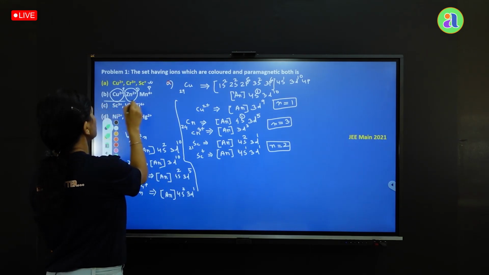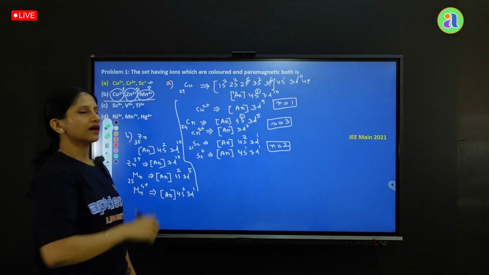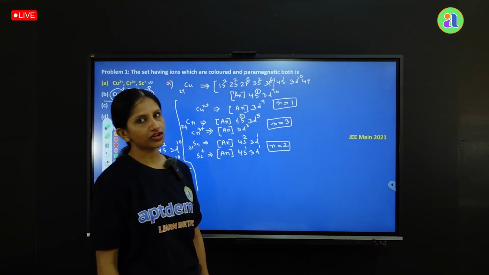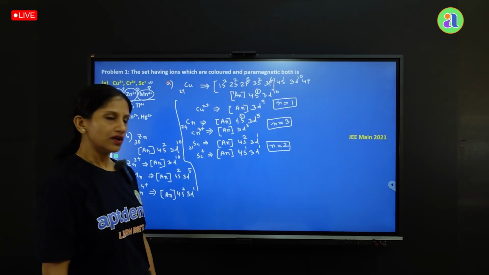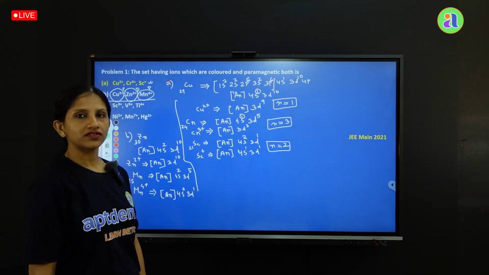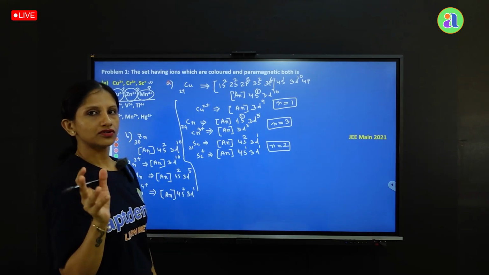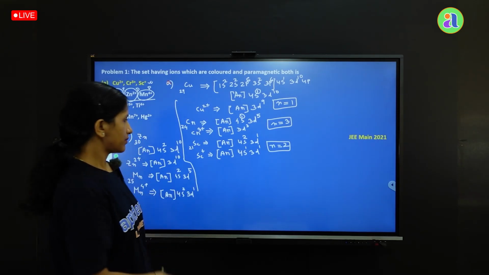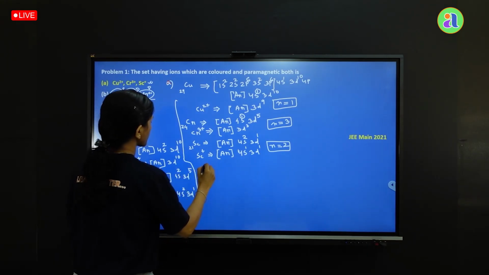So in option B, copper 2 plus and manganese 4 plus are paramagnetic in nature and they are colored, whereas zinc 2 plus is diamagnetic in nature because of the d10 electronic configuration and it is non-colored. So option B is not a correct option because 2 of them are paramagnetic, 1 is diamagnetic. Now let's check for C.